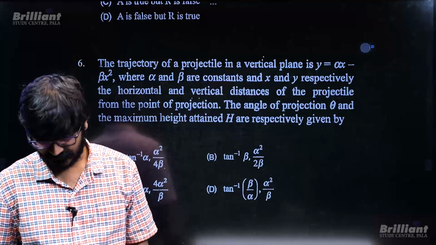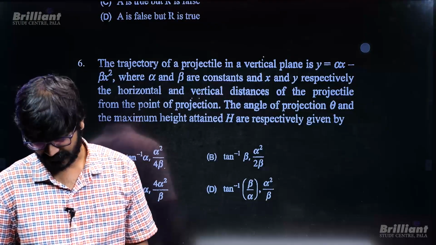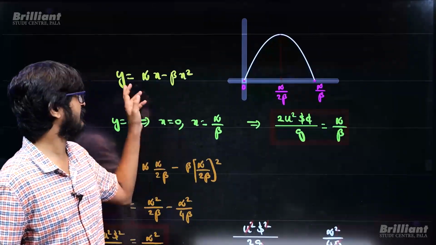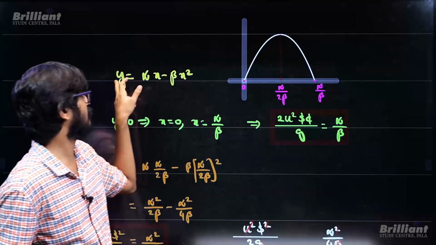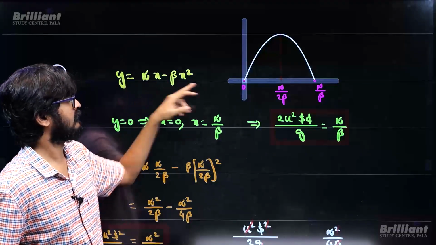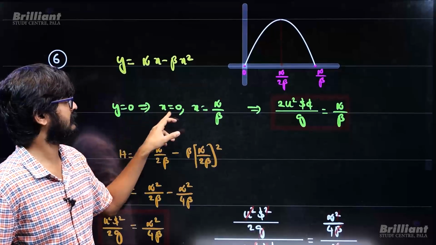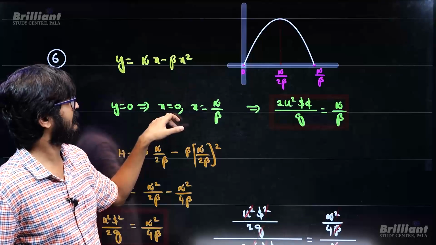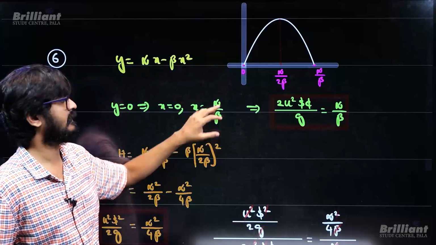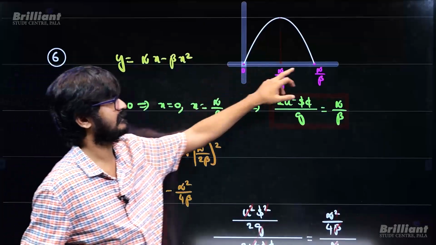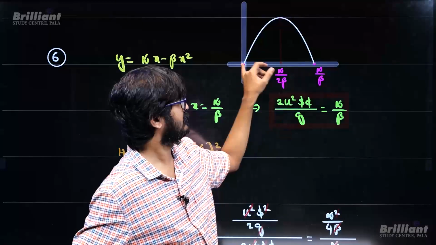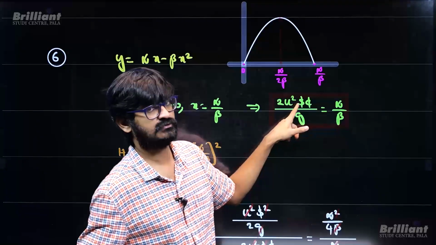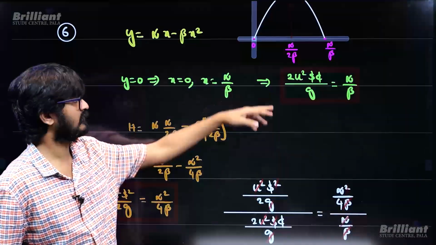The trajectory of a particle is given. You need to find the angle of projection and maximum height attained. So this is the trajectory. The trajectory is going to look like this, because at x equals 0, y equals 0, right? Now when is y equals 0 again? When you substitute y equals 0, you can take x common, so you will get either x equals 0 or x equals alpha by beta, right? So what does x equals alpha by beta mean? This length is alpha by beta. So the range is alpha by beta. The range is u square sin 2 theta by g, that is 2 u square sin theta cos theta by g. So we got the range.